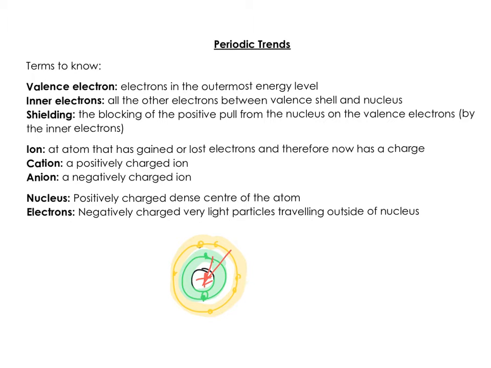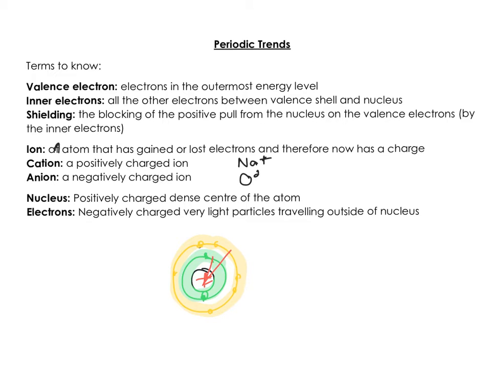An ion is an atom that has gained or lost electrons and therefore now has a charge. Cation is a positively charged ion, like sodium when it loses an electron. It's now +1. But we're chemists, we're efficient, we don't write ones. Anion is a negatively charged ion.